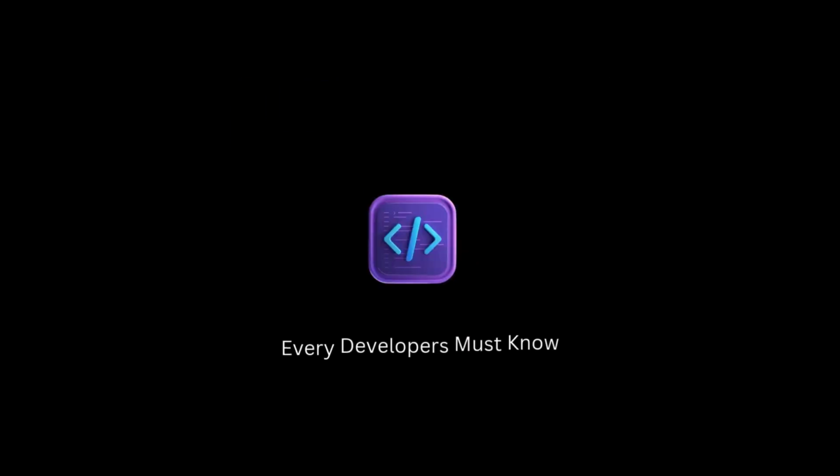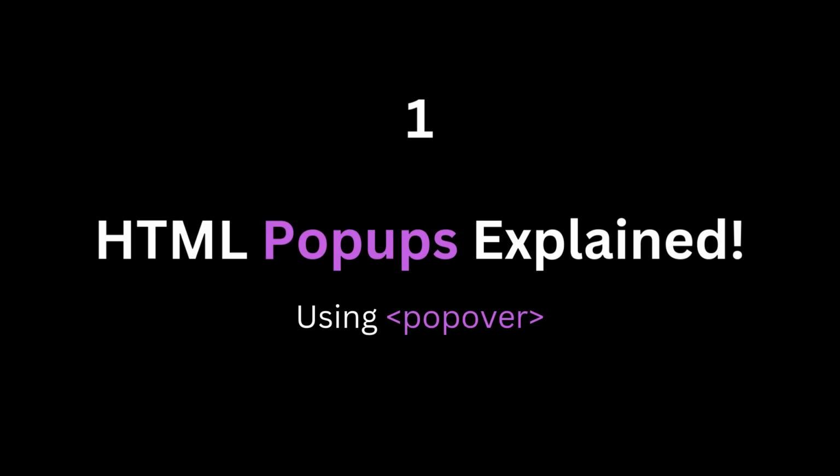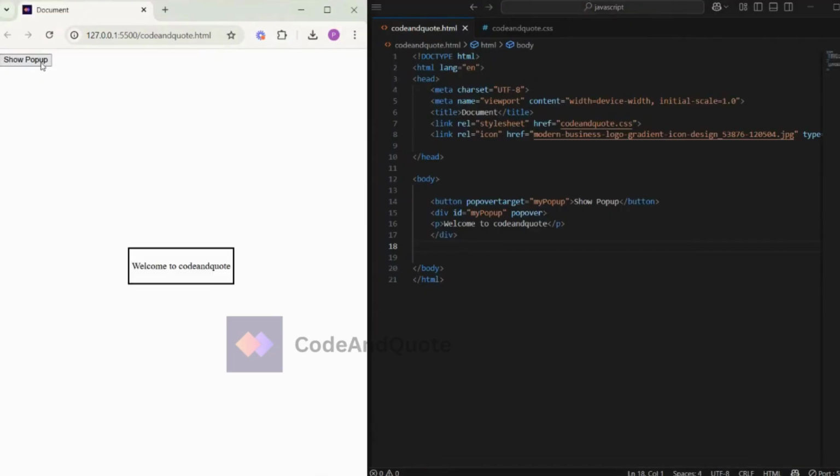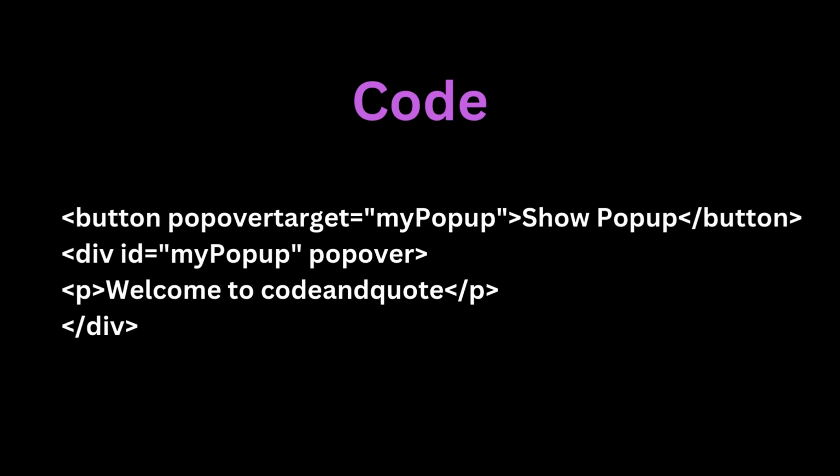Let's get started. One: This HTML code creates a button that, when clicked, toggles the visibility of a pop-up using the Popover API. The button tag element has a popovertarget attribute pointing to the div tag with the popover attribute, which makes it function as a native pop-up. By default, the pop-up is hidden, but clicking the button makes it appear, and clicking outside the pop-up automatically closes it.